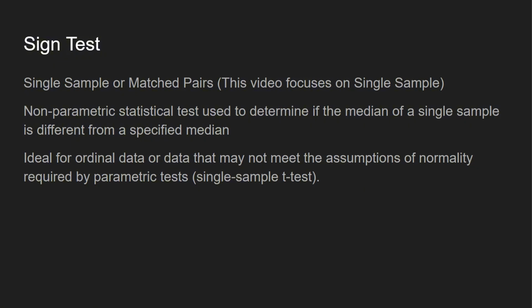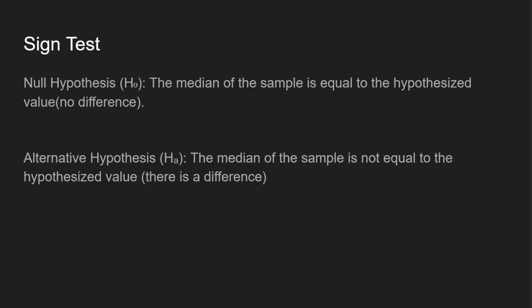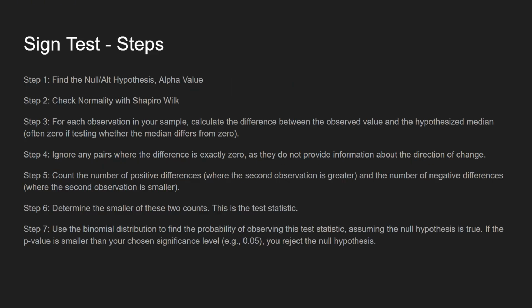If it does fit normality, you typically want to use your single sample t-test. No reason to use the sign test. Otherwise, let's go with the sign test. Our null hypothesis says the median of the sample is equal to the hypothesized value. There's no difference. Whereas our alternative hypothesis: the median of the sample is not equal to the hypothesized value. There is going to be a difference.